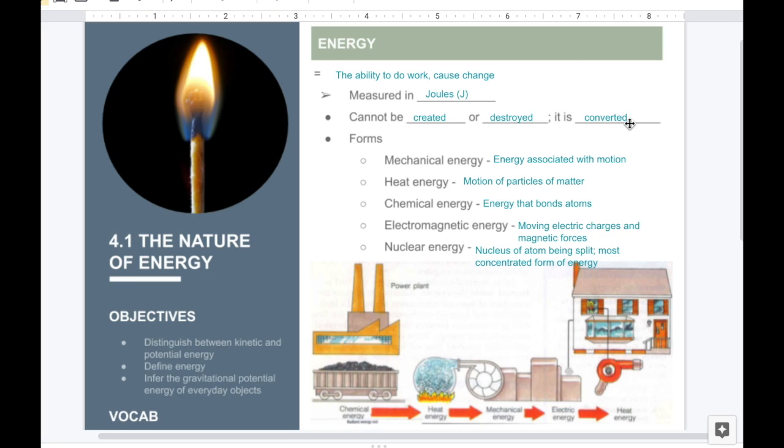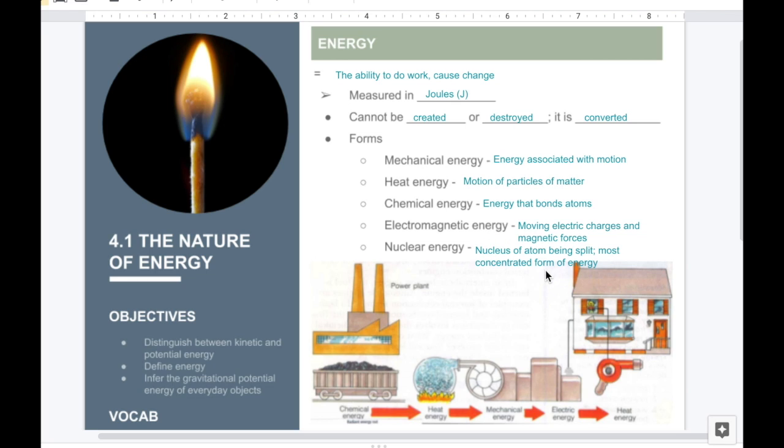Some of the different forms of energy that we experience are mechanical energy, which is just energy associated with motion. Heat energy, which is the motion of particles of matter. Chemical energy, which is energy that's released from the bonds of atoms. Electromagnetic energy, which is moving electric charges and magnetic forces. And nuclear energy, the nucleus of an atom being split, which is one of the most concentrated forms of energy available.